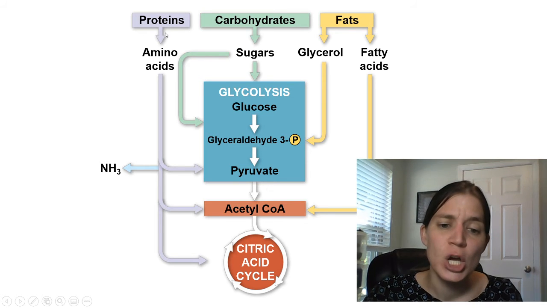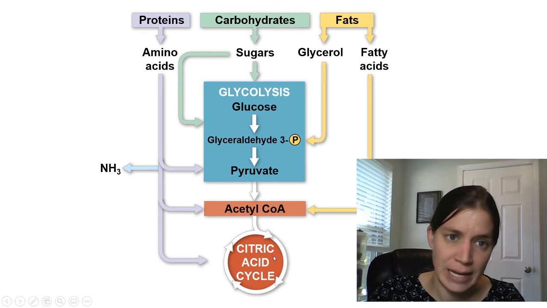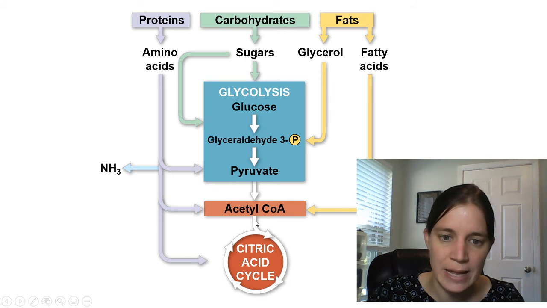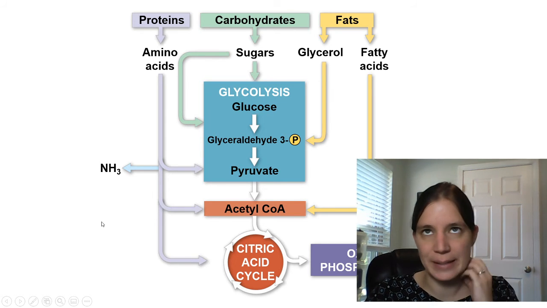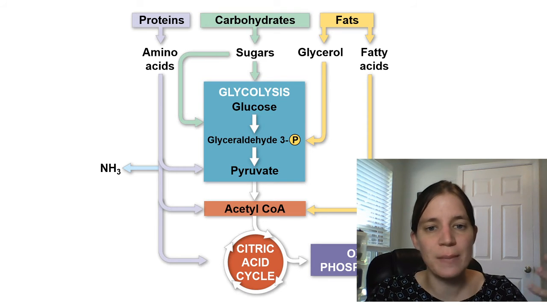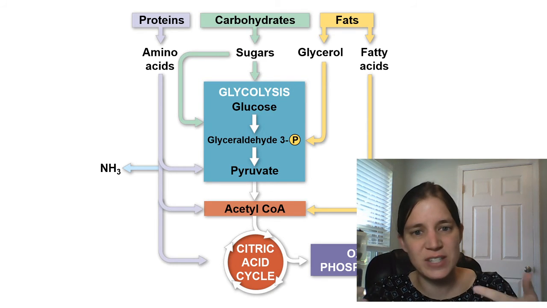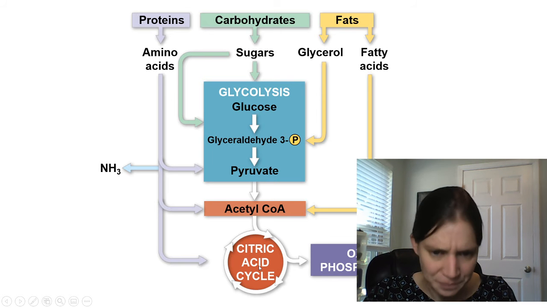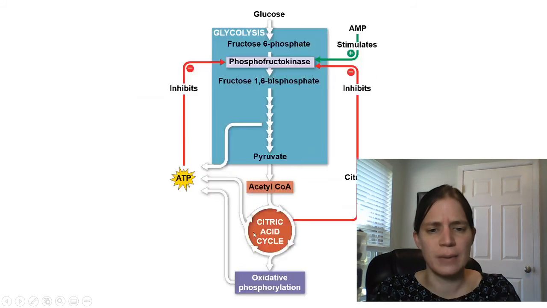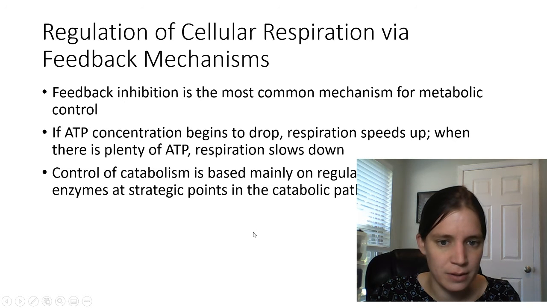Now proteins, you can also feed directly into the citric acid cycle. You can feed it right on in. So all of these molecules are coming in via a bunch of different pathways, but they're all converging on the same pathway. At the end of the day, you're expecting everything to show up at the citric acid cycle, and then to go through, whoa, I don't know what happened.